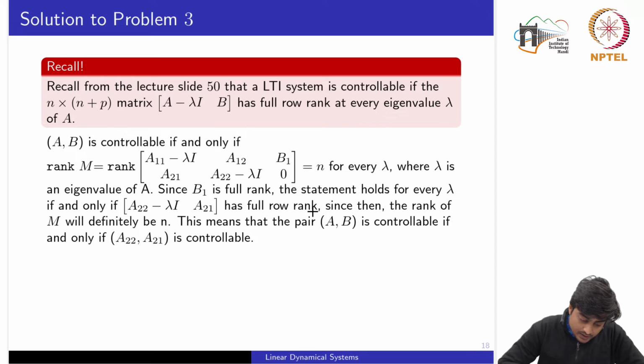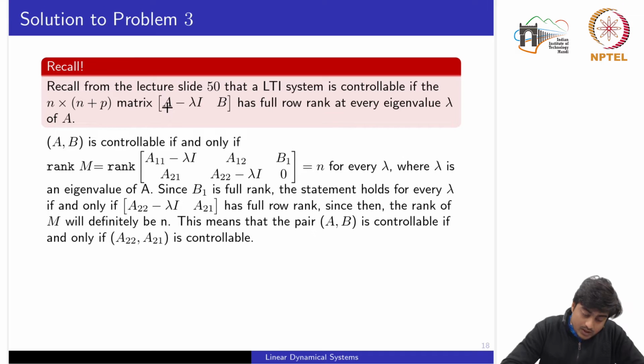So recall from lecture slide number 15, where we gave the PBH test, the necessary and sufficient condition for the controllability of the pair A, B: that the rank of the matrix formed by A minus lambda I and B, where lambdas are the eigenvalues of this A matrix, has full row rank at every eigenvalue. Okay.